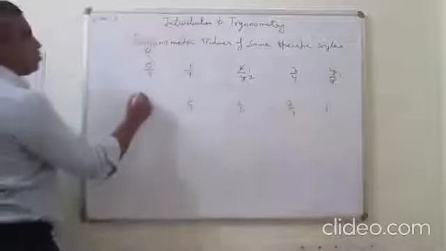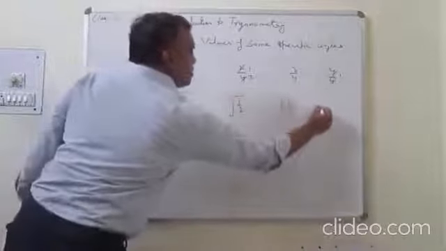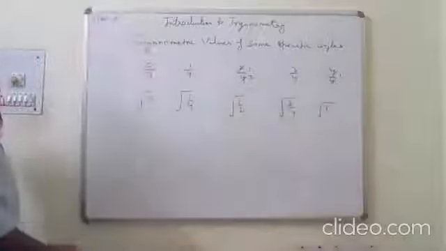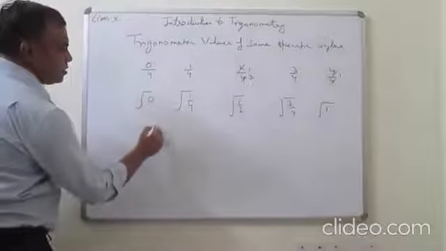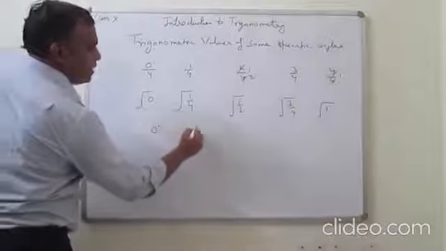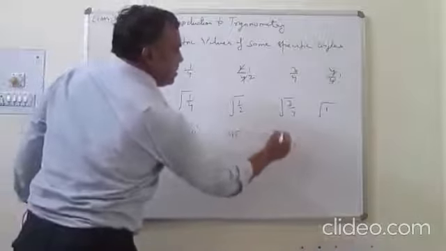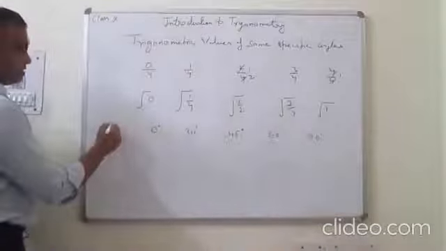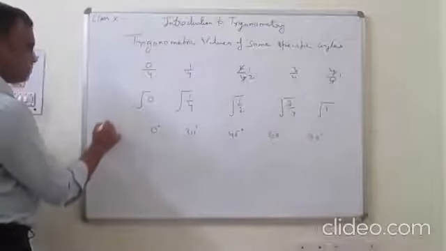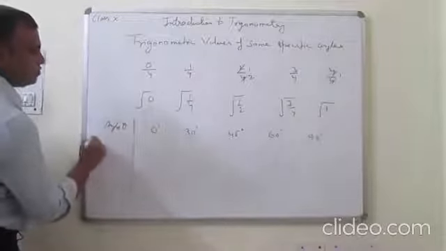Now take the square root of all. Square rooting of all the numbers. Now you make a table for 0 degree, 30 degree, 45 degree, 60 degree and 90 degree. Here it is angle. Suppose we take angle theta.